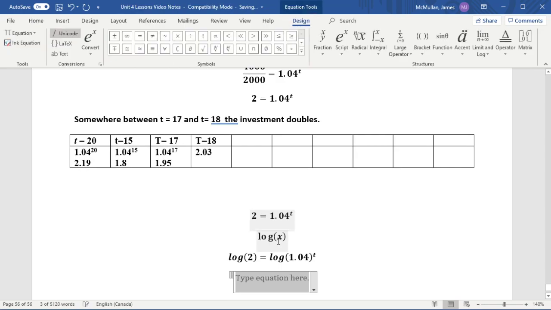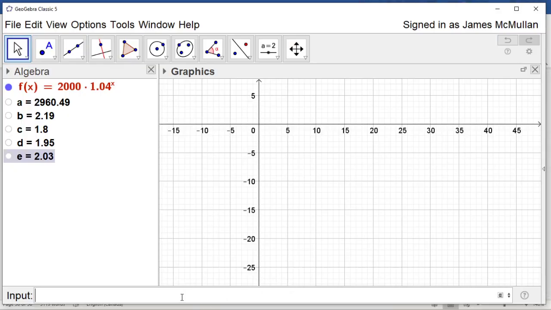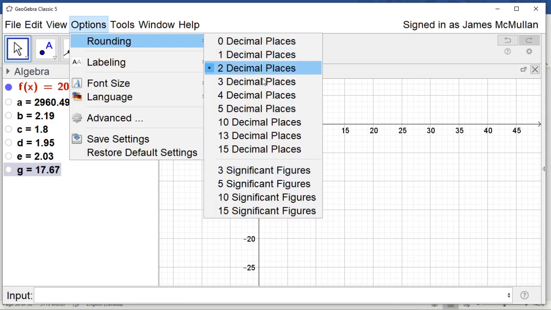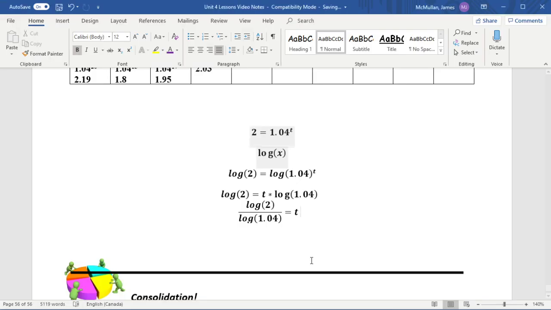and then log has this special property where the exponent is allowed to come down into the front, like that. Oh my goodness, what just happened? Never seen that before. Okay, the exponent can come down to the front, and then you can get the answer. You do log 2 divided by log 1.04 is equal to t. Now watch what happens when I do that. Log 2 divided by log 1.04 gives me the answer 17.67, which is what we expected.